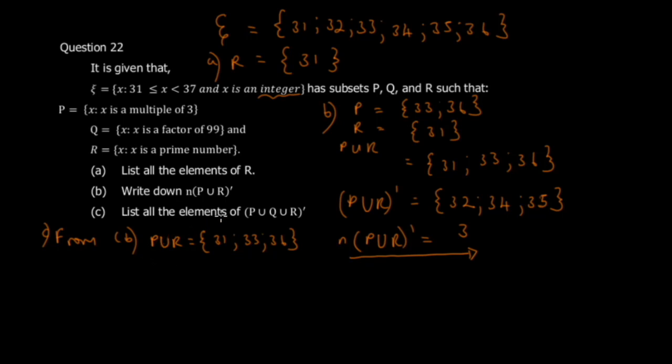Okay, so you want to unite this with Q as well. Q is a factor of 99. What are the factors of 99 in our universal set? It's obviously just 33. So when you unite P union R union Q, you'd get the same elements here because 33 is already included. So you'd get 31, 33, and 36.